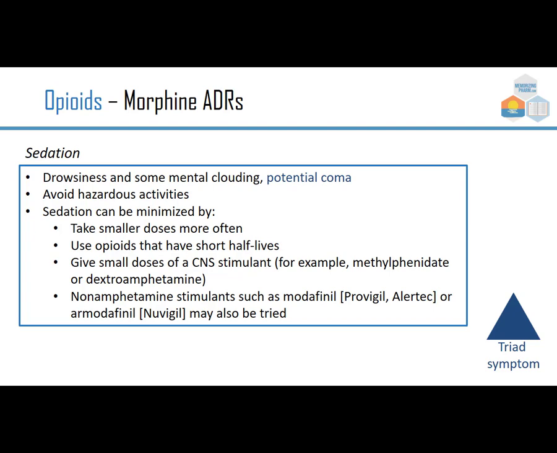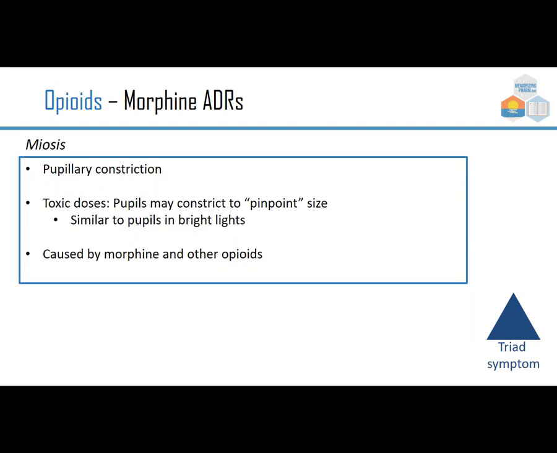Sedation can be minimized by taking smaller doses more often, using opioids with shorter half-lives, giving small doses of CNS stimulants, for example, methylphenidate or dextroamphetamine, and then non-amphetamine stimulants like modafinil, which is Provigil or Alertec, or armodafinil, which is Nuvigil. They can also be tried. So miosis, this is pupillary constriction, so toxic doses may constrict to a pinpoint size, and it's similar to pupils in bright lights. It's caused by morphine and other opioids.